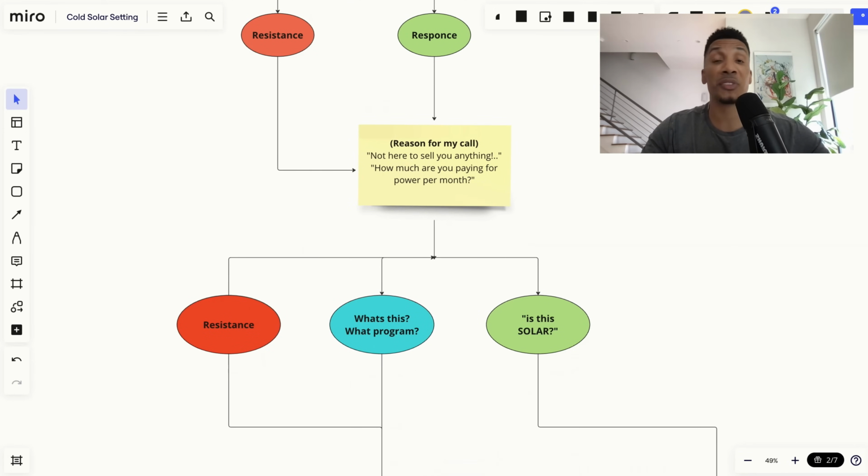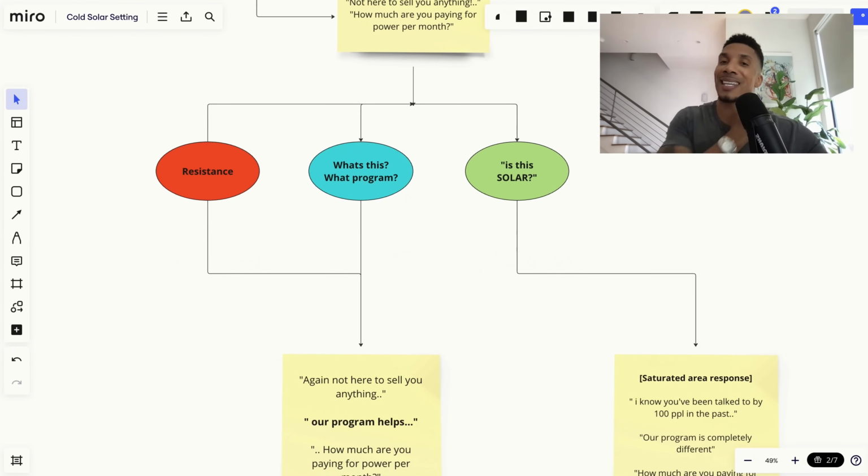So one of three things happens after that initial response. We either get resistance again, some form of an objection. Hey, man, not interested. I got to go. I don't know what you're calling about, but not interested. We get, hey, what is this? Or what program are you talking about? Or if we're calling on a market that might be a little bit more solar heavy, they're going to be like, is this solar? Are you guys with that solar company again? So we expect one of those three things.